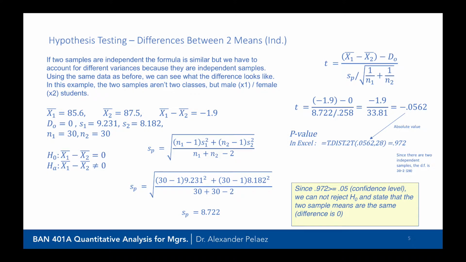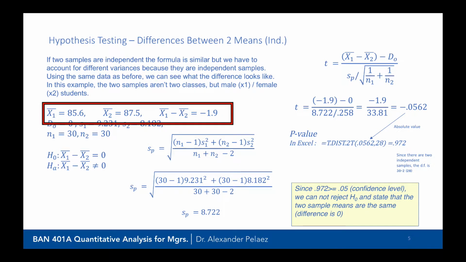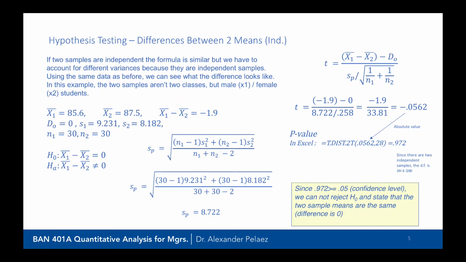Now, if we have two means, but we have them from independent samples, say where we took all male students in one sample, all female students in another, then it gets a little bit more complicated, but only because of the pooled standard deviation that we need to calculate. So it's the standard deviation that will cause the issue. We set up our entire problem the same way. Our x1 bar is 85.6, x2 bar is 87.5. The difference between the two samples is negative 1.9. Again, it's just chance that it was the exact same numbers as before. Our D0, the difference that we're testing against, is 0.